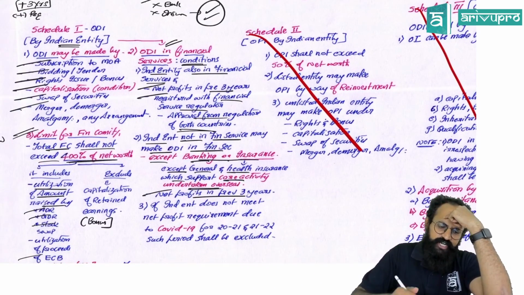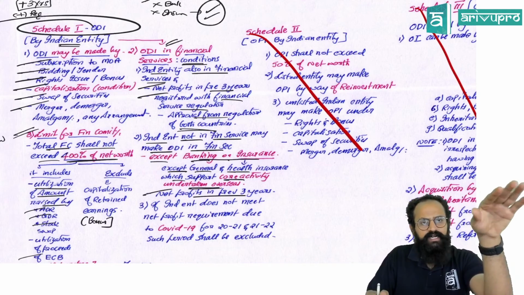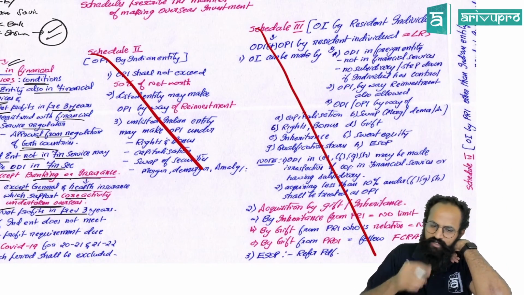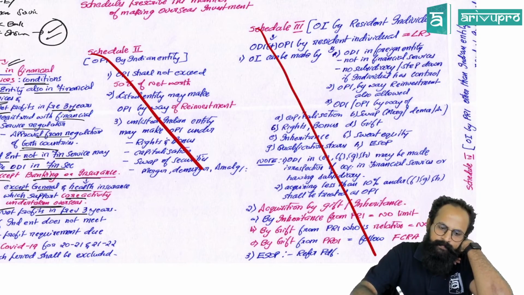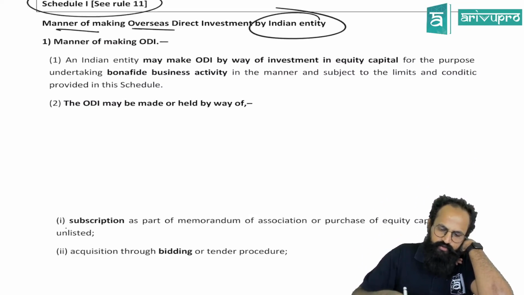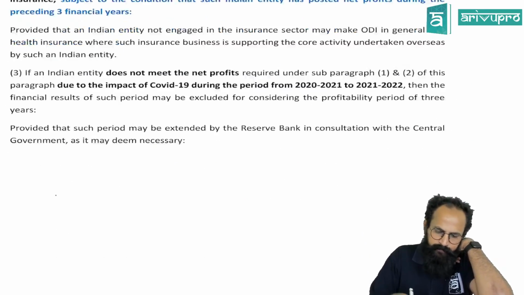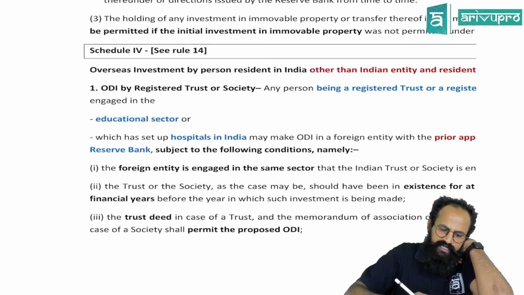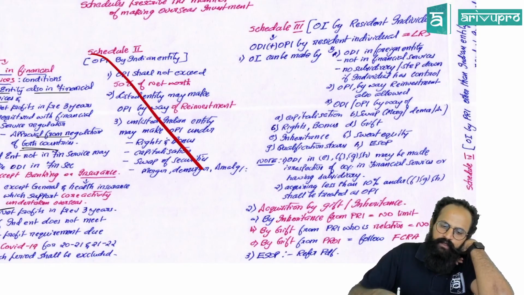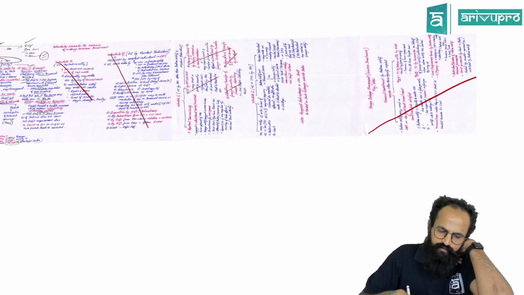So this is your Schedule 1. Simple one, people. Done, that is Schedule 1. And the rest is very, very easy, people. Schedule 2 is not there in your syllabus, people. Okay, directly we'll be doing Schedule 4. Schedule 2, Schedule 3 is not there in your syllabus. Let us do Schedule 4.